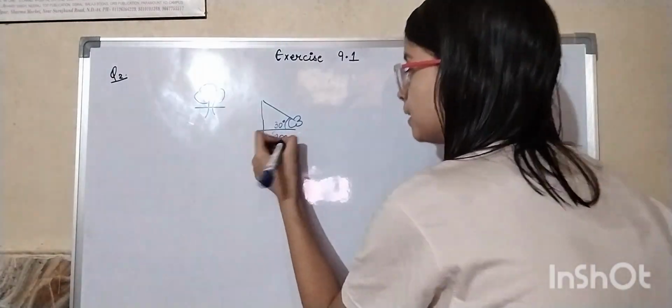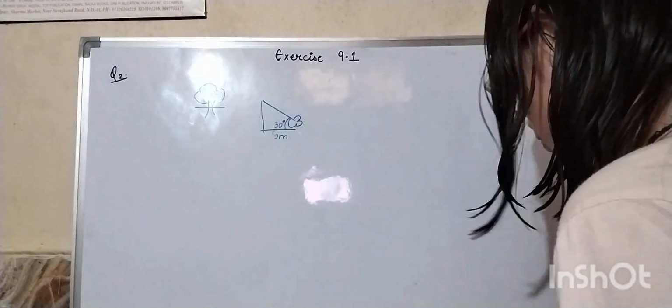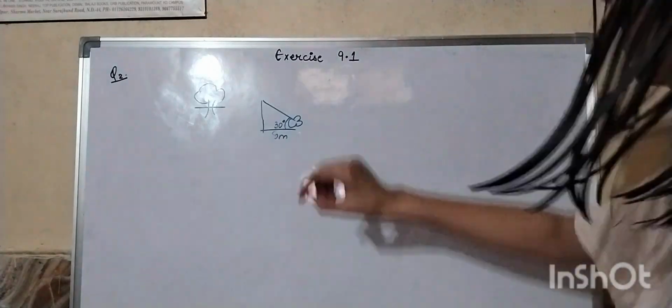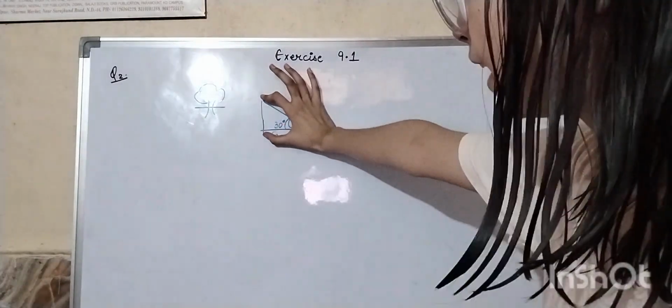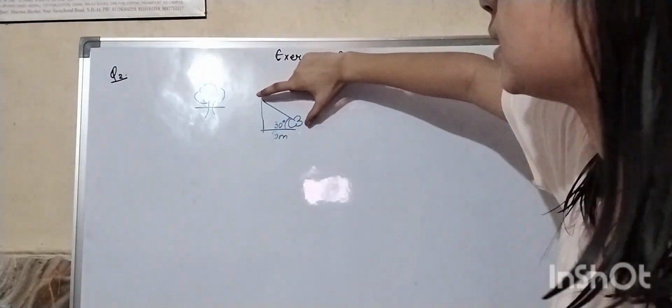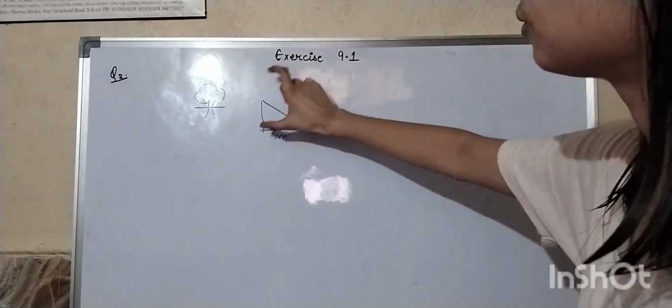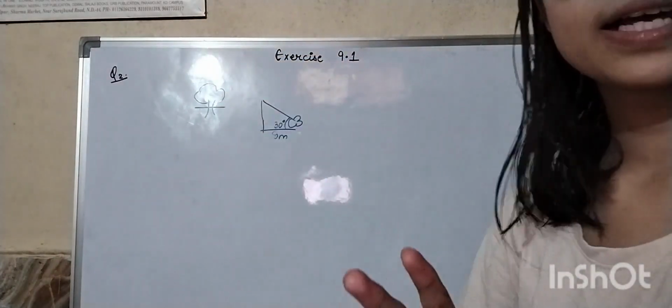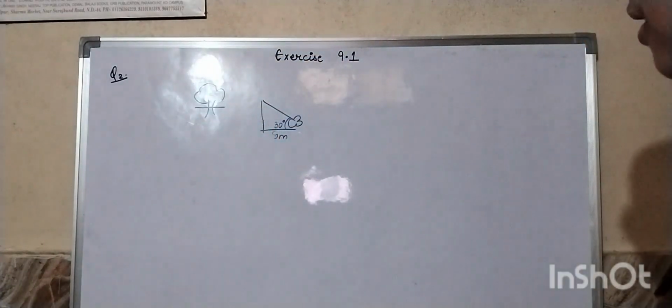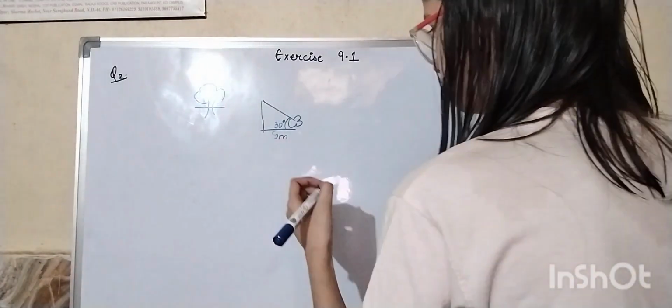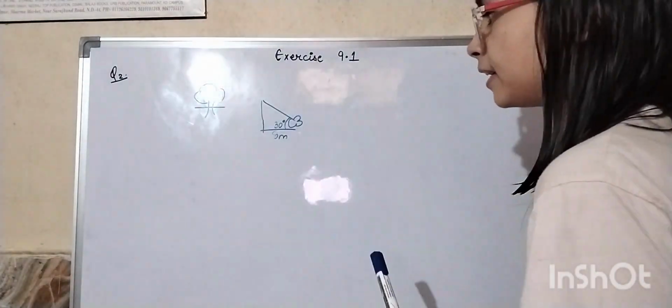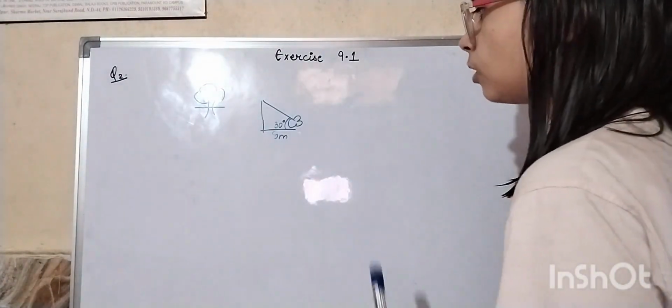Now it asks us to find the height of the tree. So how can we find the height of the tree? हाइट फाइंड करने के लिए हमें एक ये वाली लेंथ निकालनी है, देन इसकी लेंथ निकाल के हम दोनों को ऐड कर दें, तो वो हमारी ट्री की हाइट बन जाएगी। So let's solve this question. We know that tan theta is equal to perpendicular upon base.